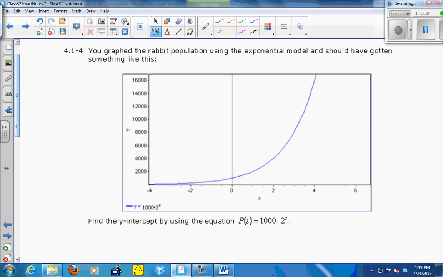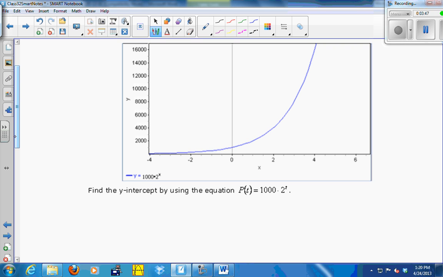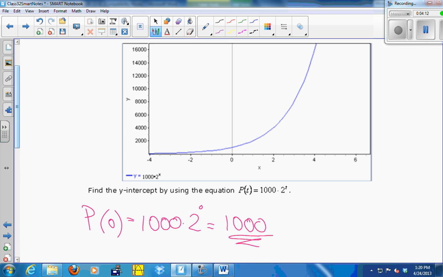So when you graphed the rabbit population using the exponential model, you should have gotten something like this. What is the y-intercept of the p of t equation, 1,000 times 2 to the t? 1,000. Yep, because in general, to find y-intercepts, you plug in 0. So we have 1,000 times 2 to the 0. Anything to the 0 is 1, so 1,000 is the y-intercept. And you can see it on the graph.